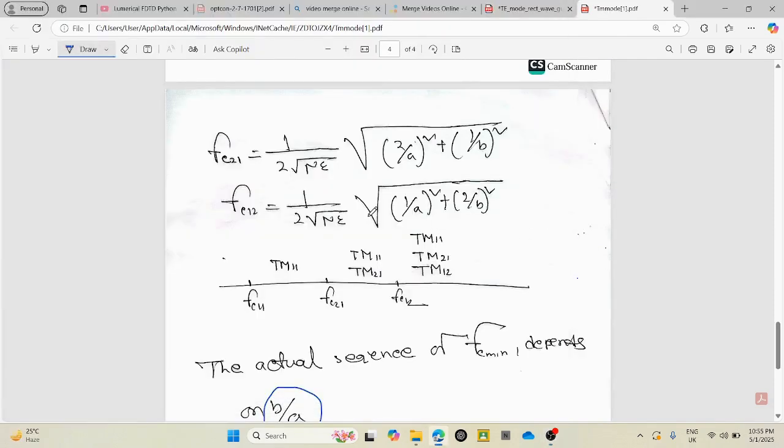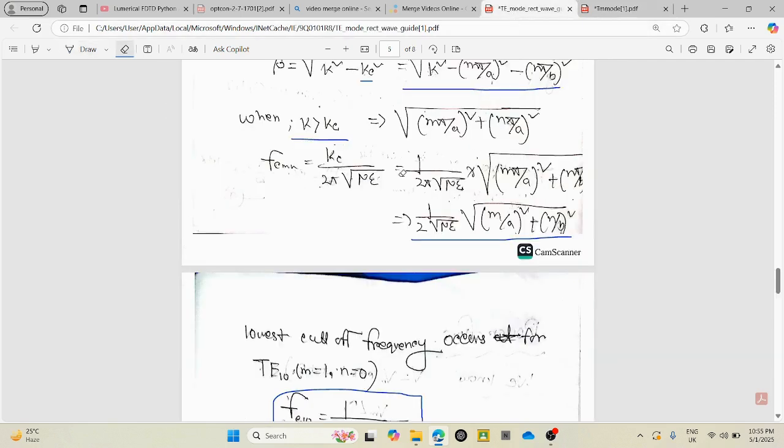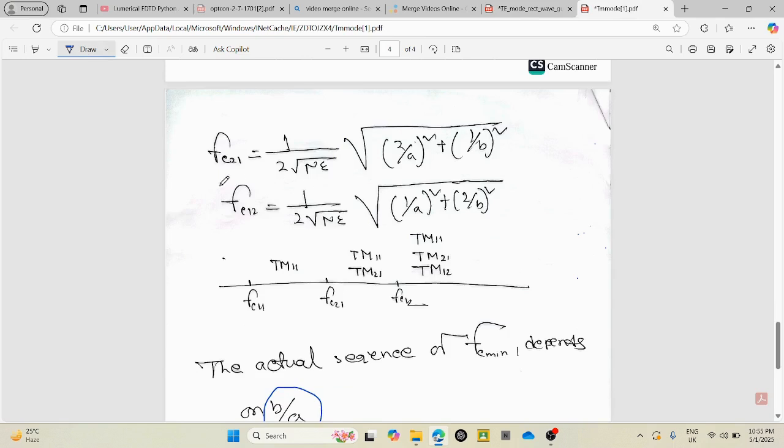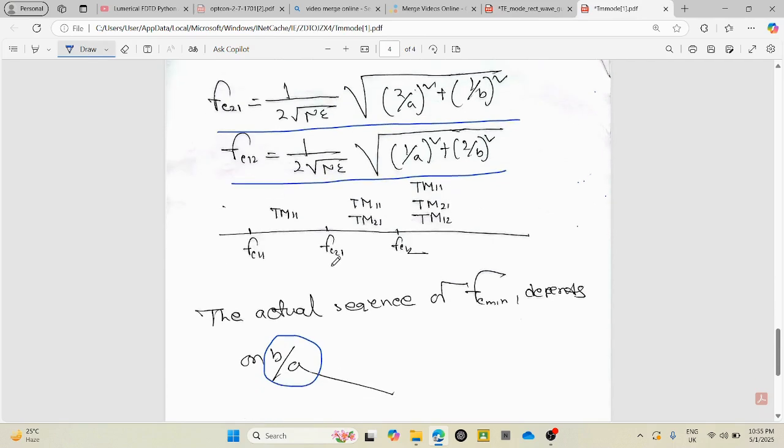Now we will also discuss the other cutoff frequencies such as fc21, fc12. For fc21, m is 2 and n is 1, and putting those values of m equal to 2 and n equal to 1 in this equation, we finally end up with this final equation, and the same goes for fc12. And now we can see here a sequence graph.